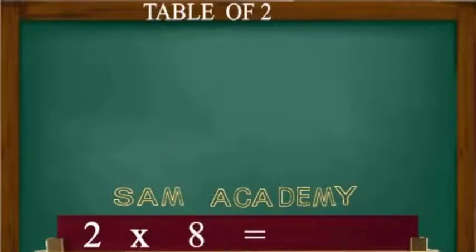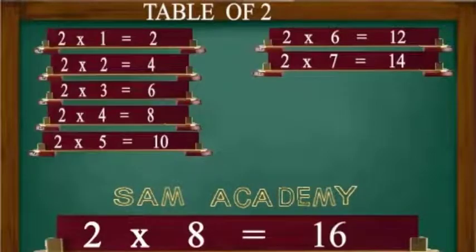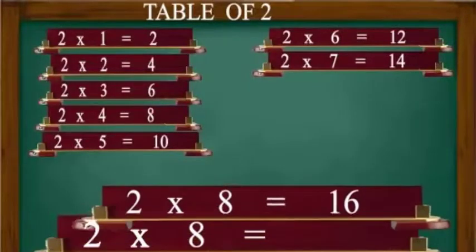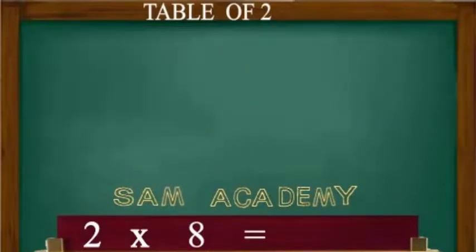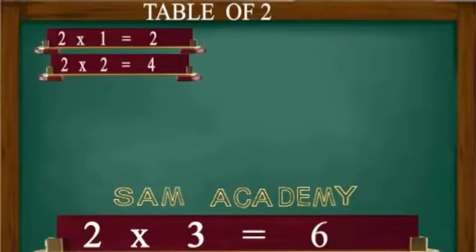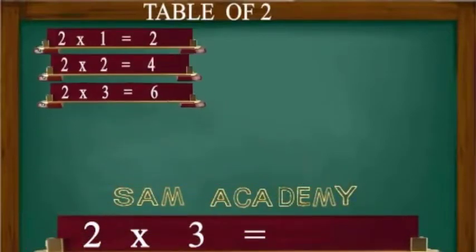Random, random, random, random, tell me. 2, 8 jaw? 2, 8s are 16. Random, random, random, random, tell me. 2, 3s are 6.